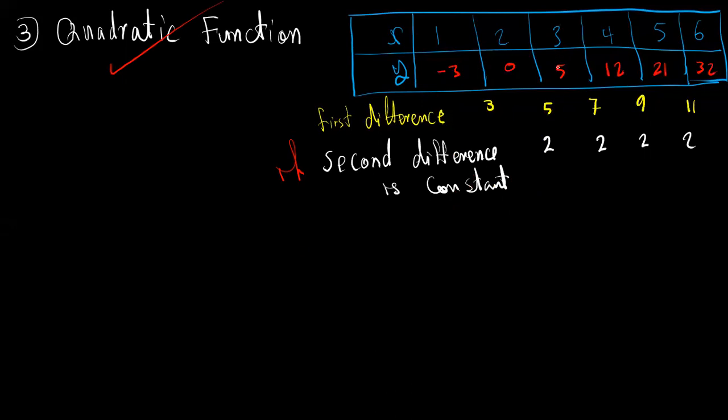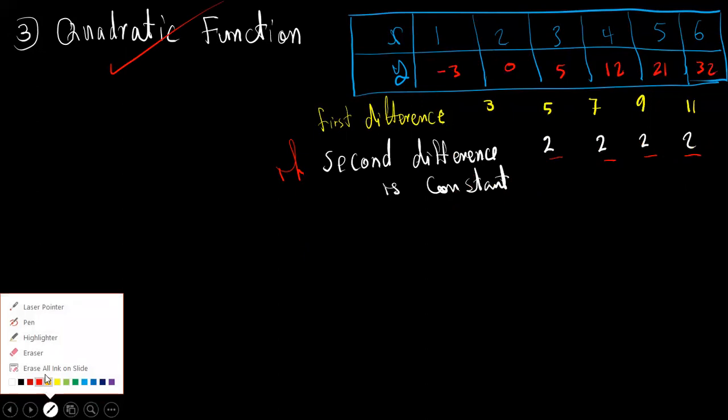The second difference of this table must be constant. Must be the same like this, 2, 2, 2, 2, or any number other than 0. So if the second difference is constant, this table is represented by a quadratic function. Now, we want to write a function that represents this table.